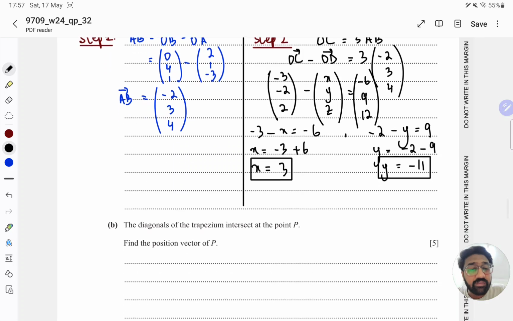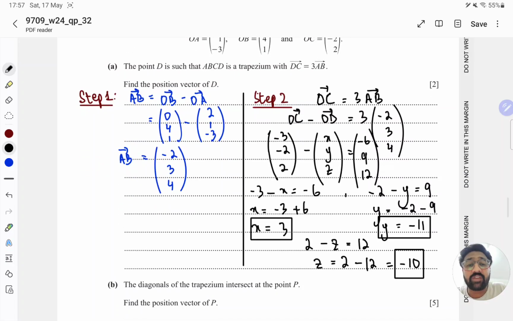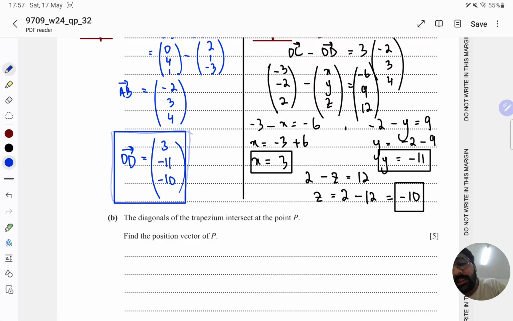Similarly, for the value of z, it will be 2 minus z, which will be equal to 12, and z will be equal to 2 minus 12, which will be minus 10. Now we can write it in the form of a position vector OD. So OD as a final answer would be 3, minus 11 and minus 10. This is the final answer for OD.